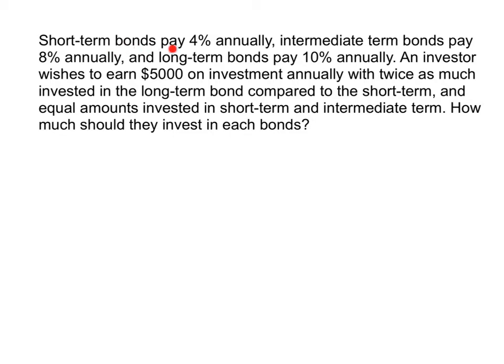So we have a short-term bond that pays 4% annually, an intermediate-term bond that pays 8% annually, and then a long-term bond, which pays 10% annually. An investor wishes to earn $5,000 annually, and they want to have twice as much invested in long-term compared to short-term, and equal amounts invested in short-term and intermediate-term. How much should they invest in each type of bond? Okay, so the three unknowns are the amount that you invest in each type. Let's go ahead and define that.